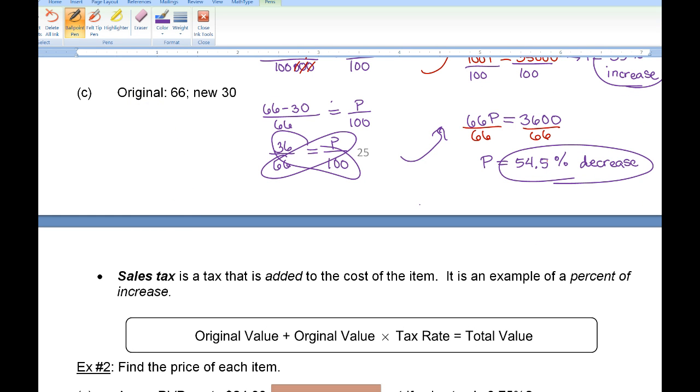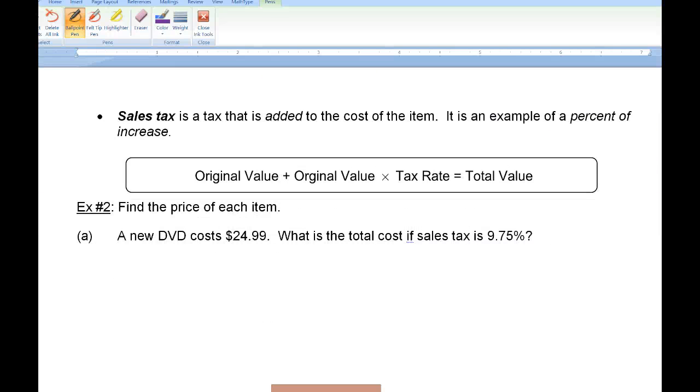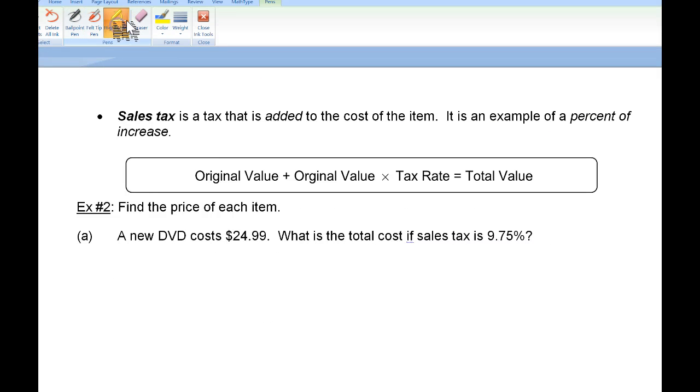Okay, so the next page is where we're talking about sales tax and how to figure it out. You should be able to do this if you go to the store and a shirt is a certain price, what's going to be the total value when you get to the register. So you're going to take your original value, added to the original value times the tax rate.